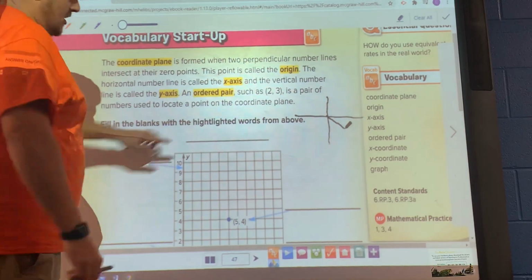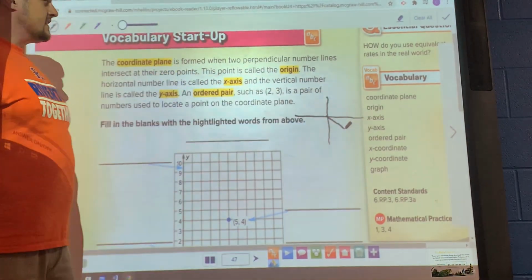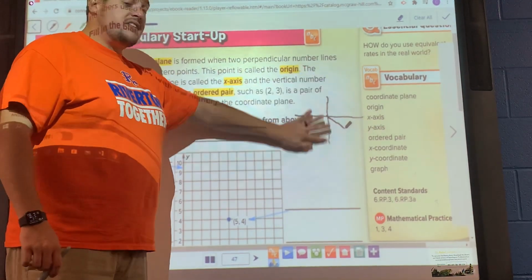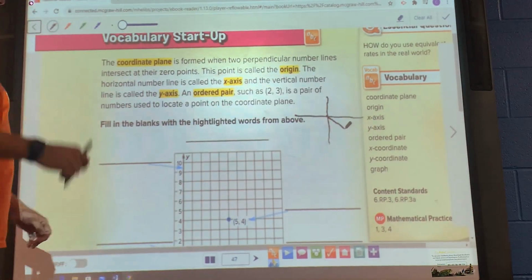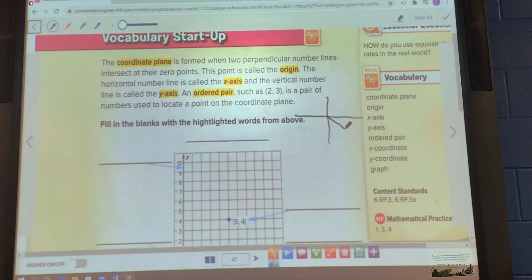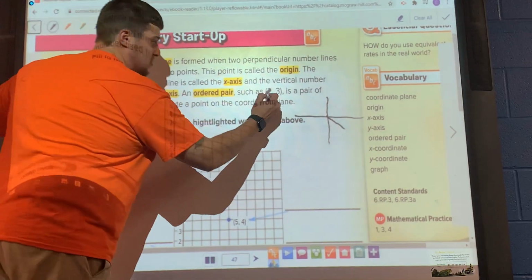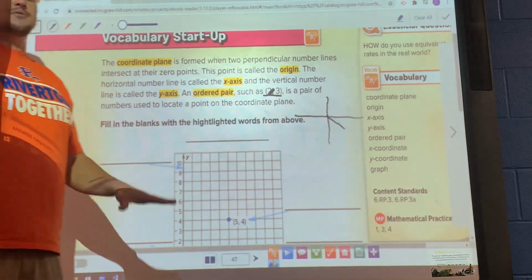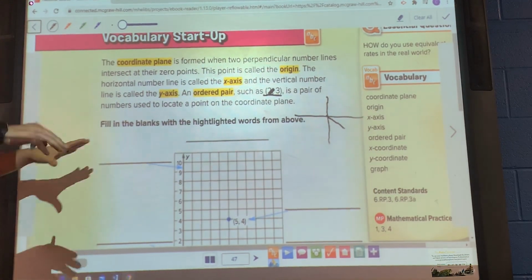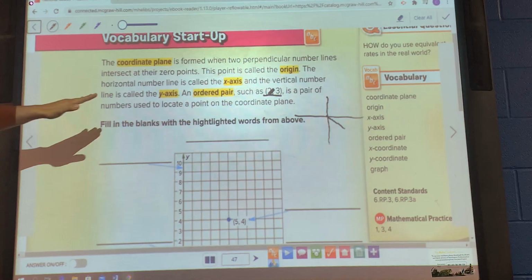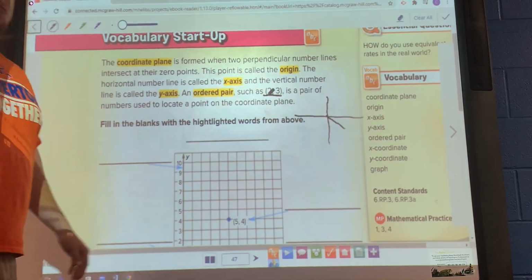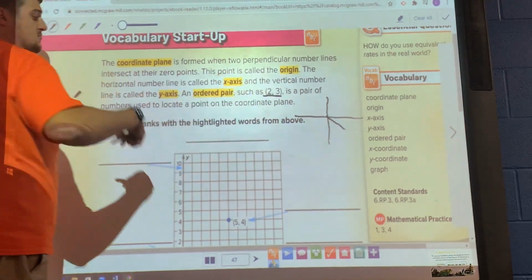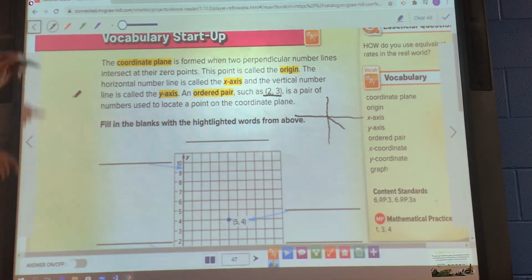Now the horizontal line, the one going from left to right, is the x-axis. The vertical one goes up and down, that's the y-axis. So an ordered pair, which I'll be saying a lot, this is what an ordered pair looks like right here: (2, 3). It's got to have the parentheses around it. That's how you write an ordered pair. It's a pair of numbers used to locate a point on the coordinate plane. So we write ordered pairs just like this to talk about a point on the graph.